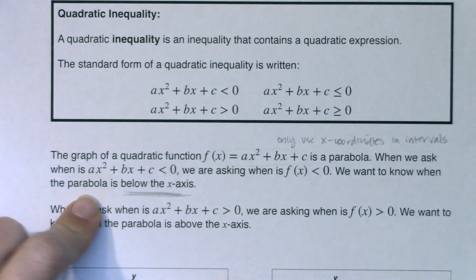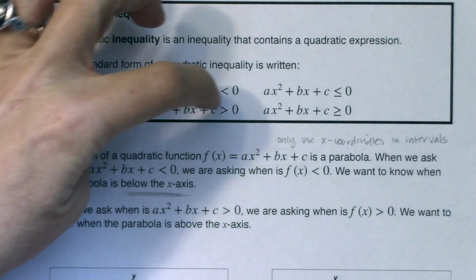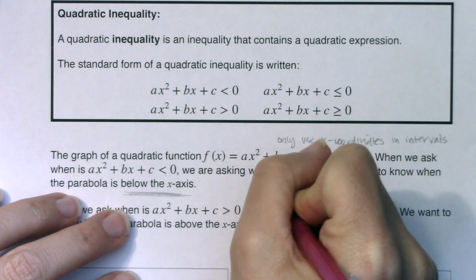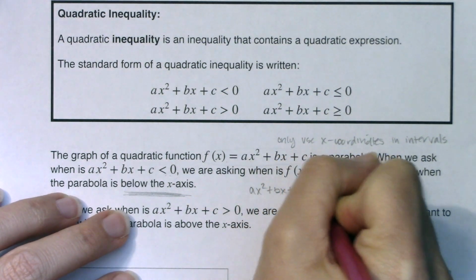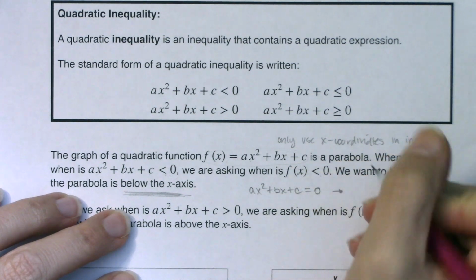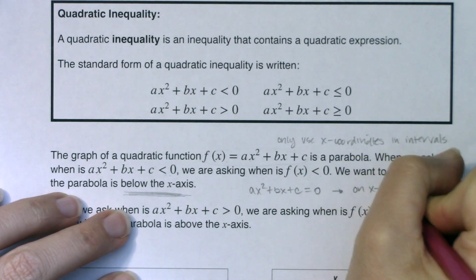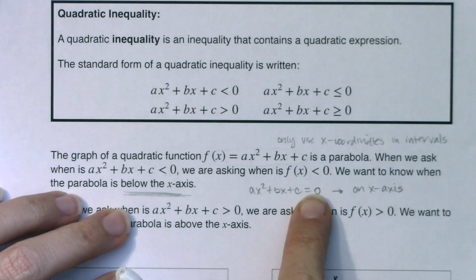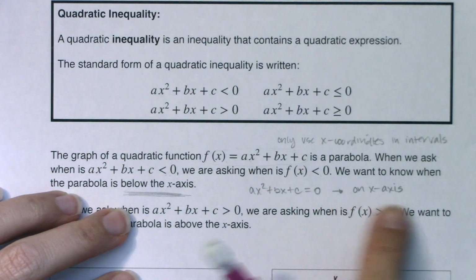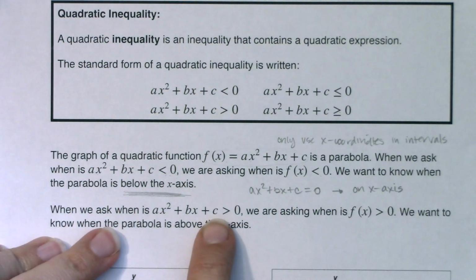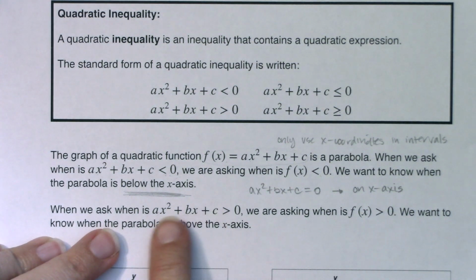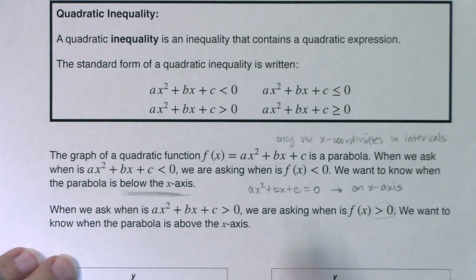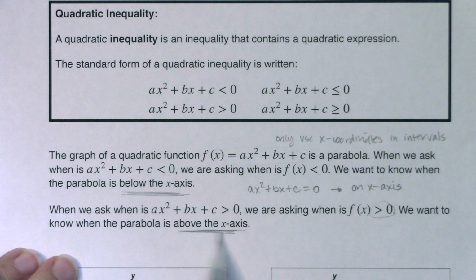Now we may use parentheses or brackets depending on if you had a less than or equal to, because keep in mind, if I asked you when is ax squared plus bx plus c equal to 0, that's actually code for when is your graph on the x-axis. So less than 0, your graph is below the x-axis. Equal to 0, those are our x-intercepts. That's when your graph is on the x-axis. And on the flip of that, if we saw when is your function, or in this case, when is your quadratic expression greater than 0, when is your function positive, that translates to when is your graph above the x-axis.